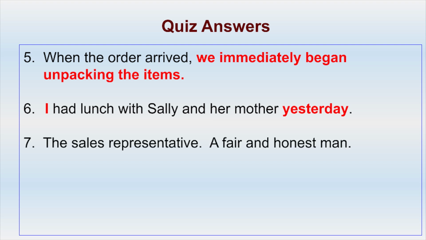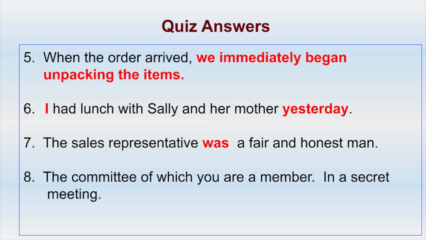Number 7. The sales representative. A fair and honest man. The first fragment tells us about a person but doesn't form a complete sentence. It has no predicate and does not express a complete thought. The second fragment describes someone. It has no subject and no predicate. By adding the verb was, the sentence now connects the description to the subject, forming a complete thought. The sales representative was a fair and honest man.